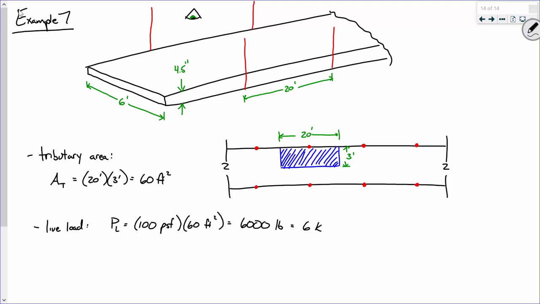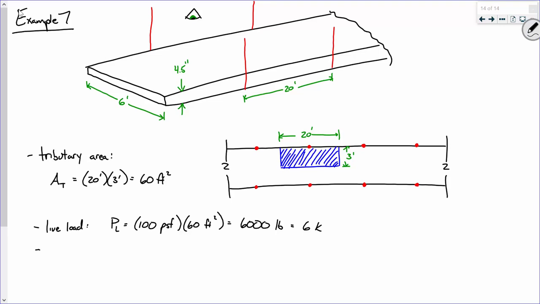So help me out. I have a unit weight, which is 150 pounds per cubic foot. How am I going to use that? What am I going to do? You tell me. All right, the volume of the concrete, exactly. We need the unit weight and we need the volume. So let's look at dead load.